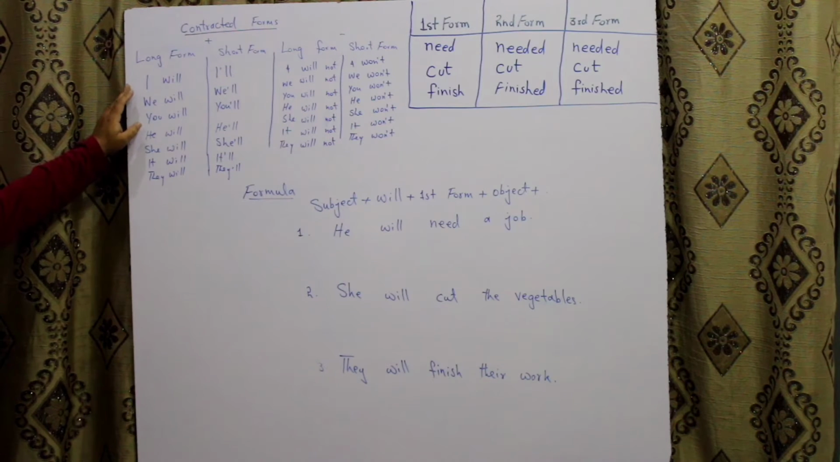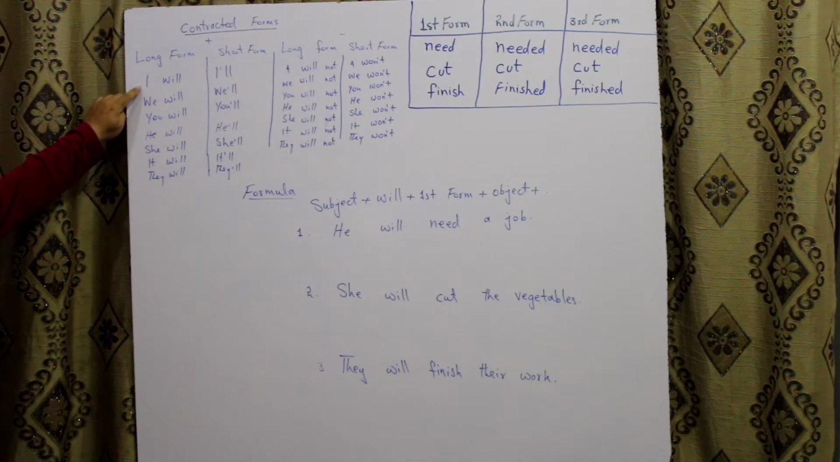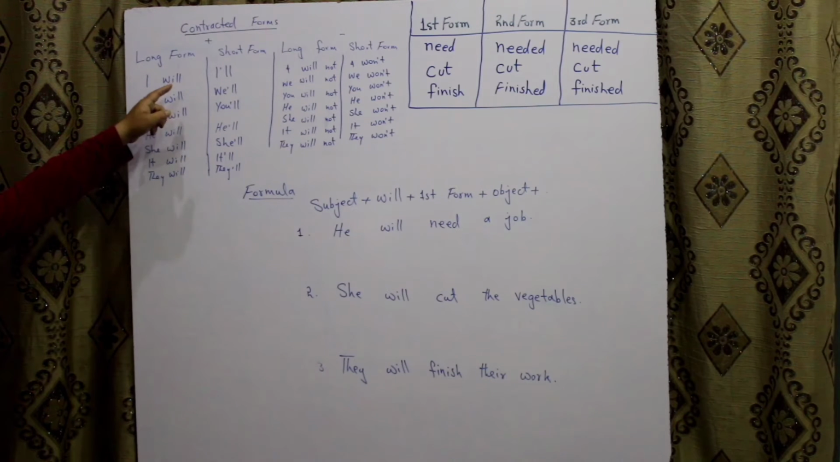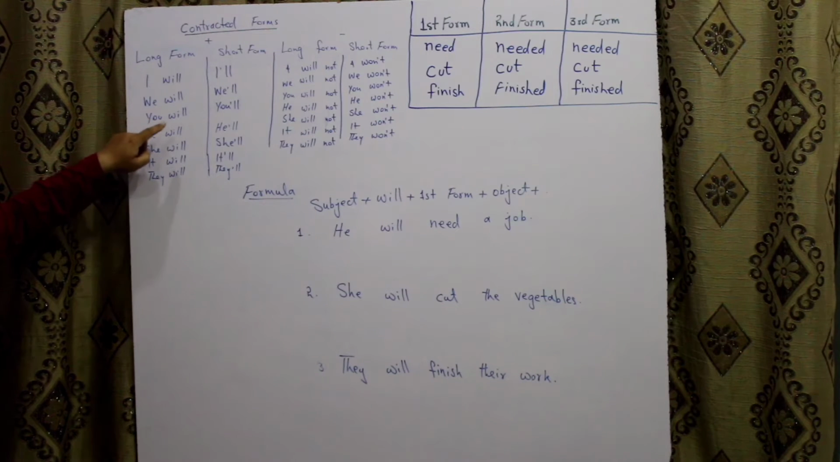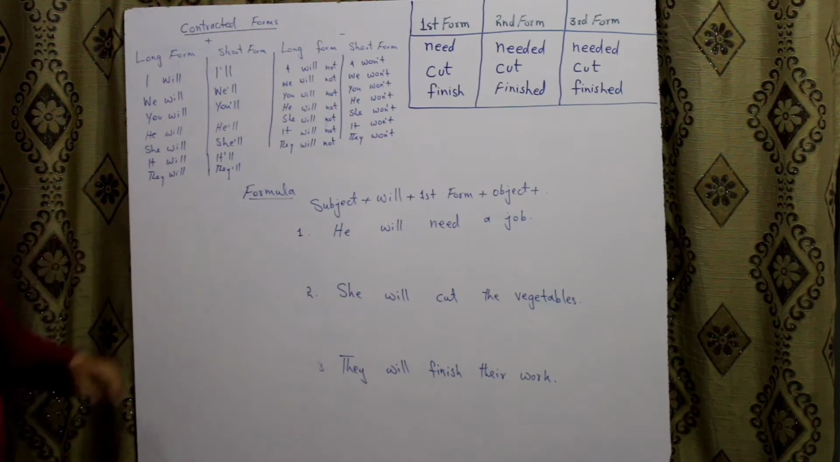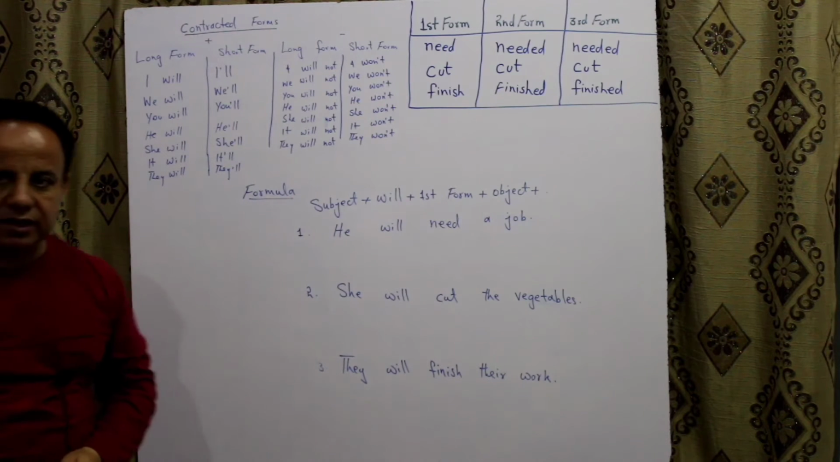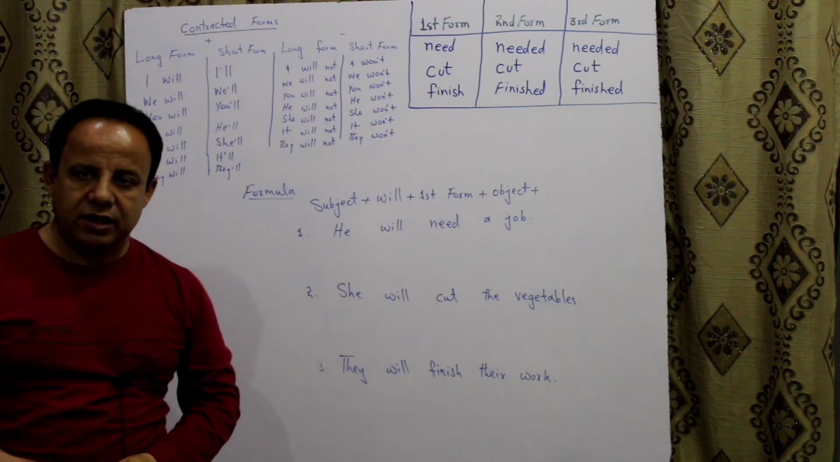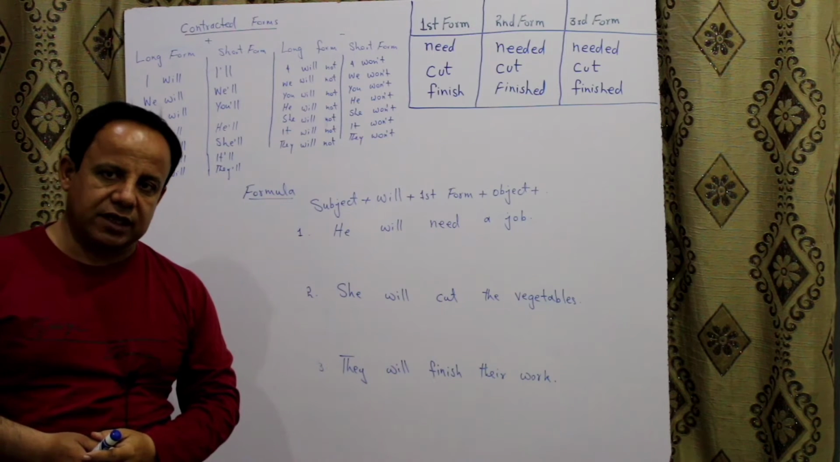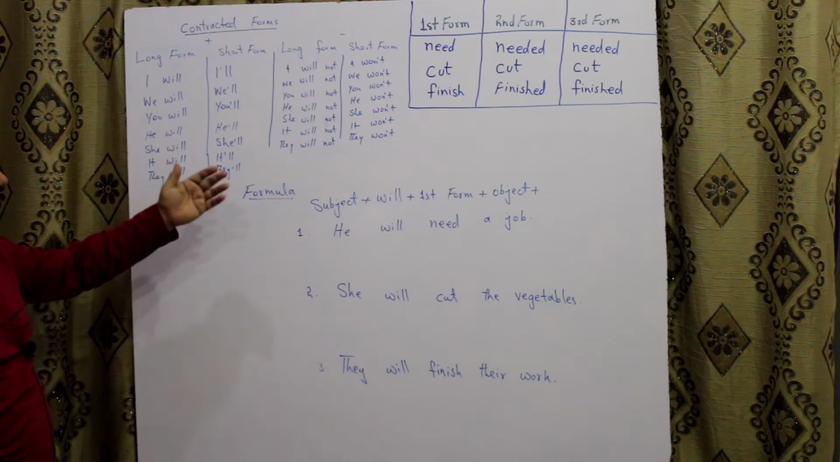Their examples are there. The first one is I will, I'll. Now I will is the long form and I'll is the short form. We will, we'll. You will, you'll. He will, he'll. She will, she'll. It will, it'll. They will, they'll. Now these are known as positive contracted forms, because here we are making the contraction of helping verbs and subjects together.